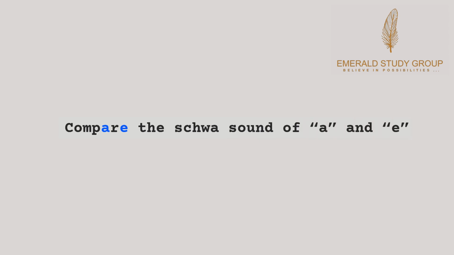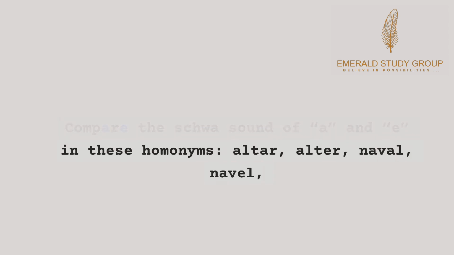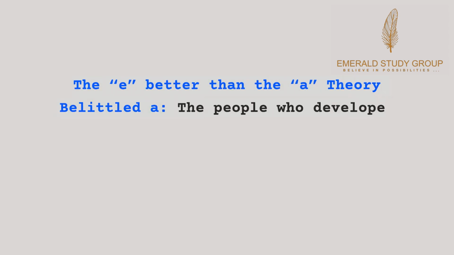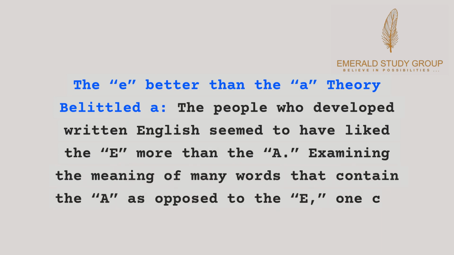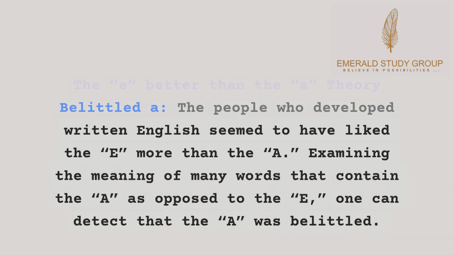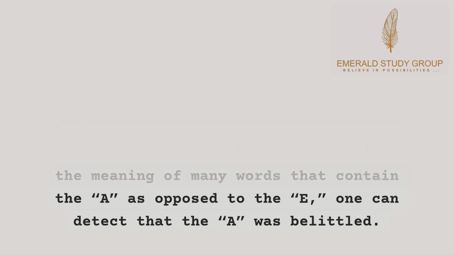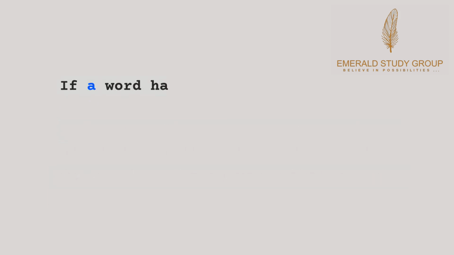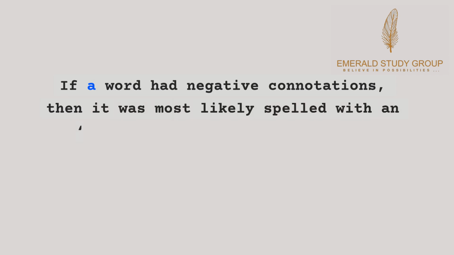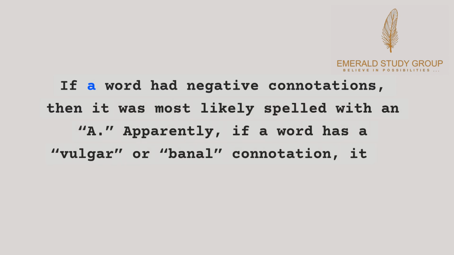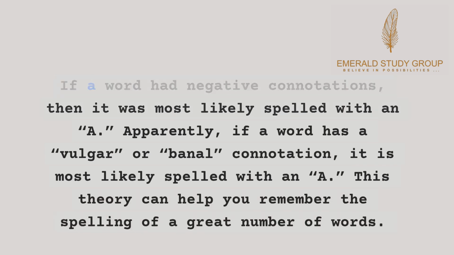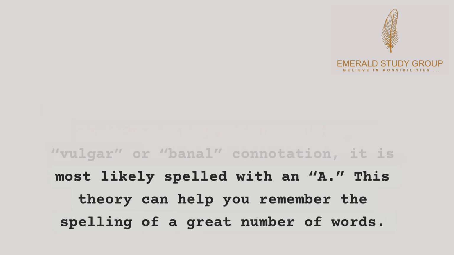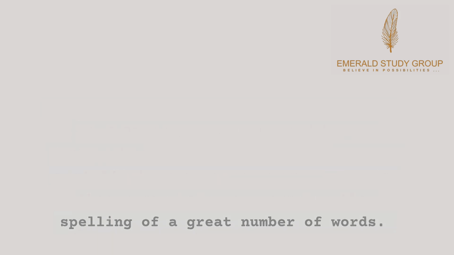Compare the schwa sound of A and E in these homonyms: alter, alter, navel, navel. The E better than the A theory belittled A. The people who developed written English seem to have liked the E more than the A. Examining the meaning of many words that contain the A, as opposed to the E, one can detect that the A was belittled. If a word had negative connotations, then it was most likely spelled with an A. Apparently, if a word has a vulgar or banal connotation, it is most likely spelled with an A. This theory can help you remember the spelling of a great number of words.